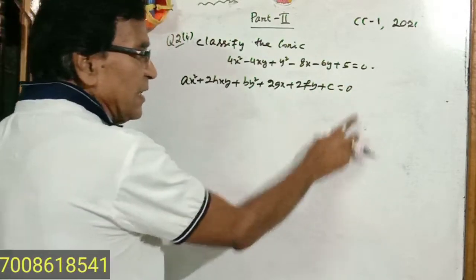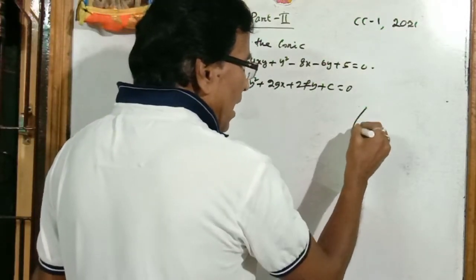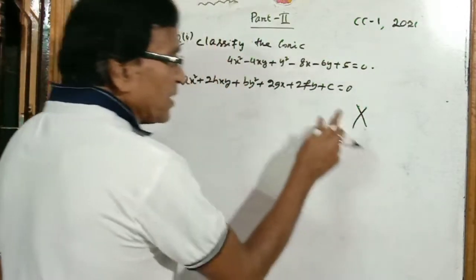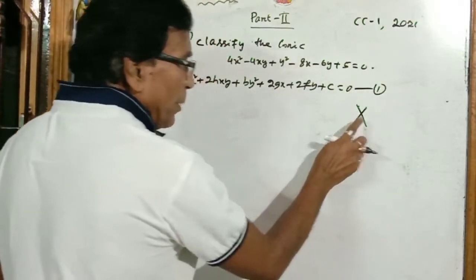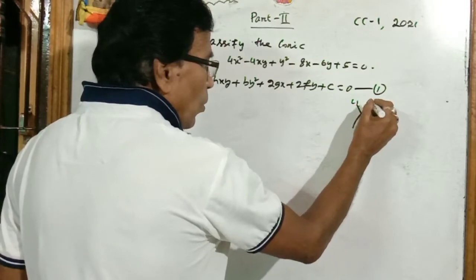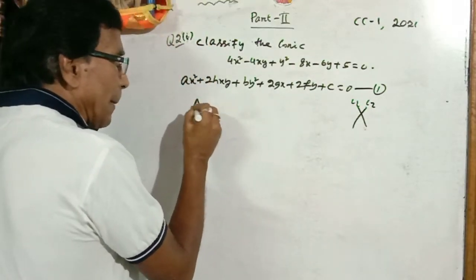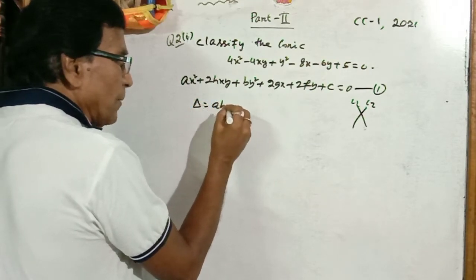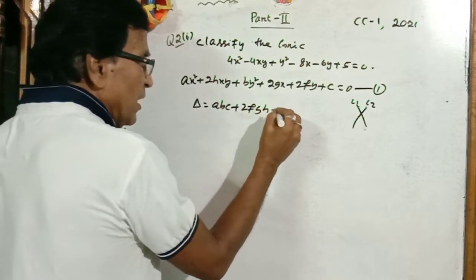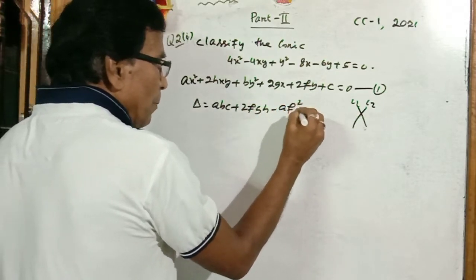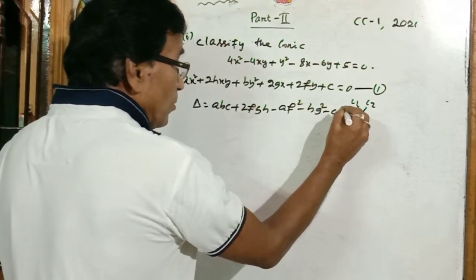This general second degree equation will represent a pair of straight lines. This equation 1 will give a pair of lines L1 and L2. It will represent a pair of straight lines if delta, that is abc plus twice fgh minus af square minus bg square minus ch square, is equal to 0.